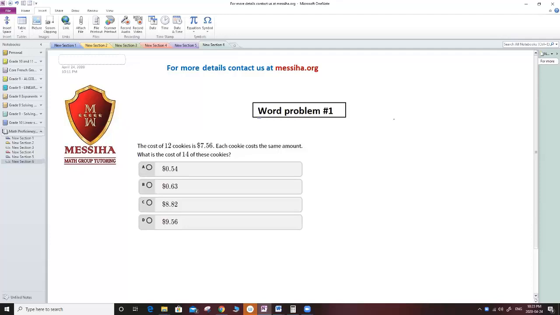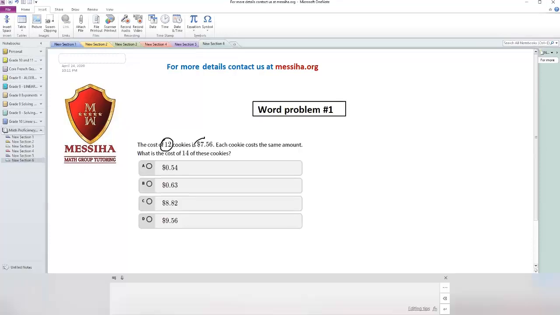And as you can see, we are allowed to use a calculator. It's saying the cost of 12 cookies is $7.56. The first thing I need to get your attention to is, since I have 12 cookies and $7.56, each cookie is going to be less than $1. So I'm talking about cents, not dollars. Each cookie costs the same amount. What is the cost of 14 of these?